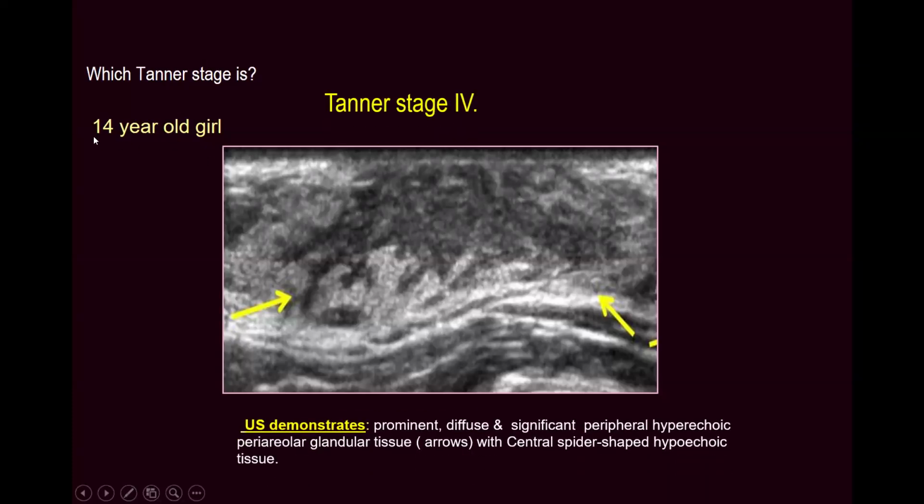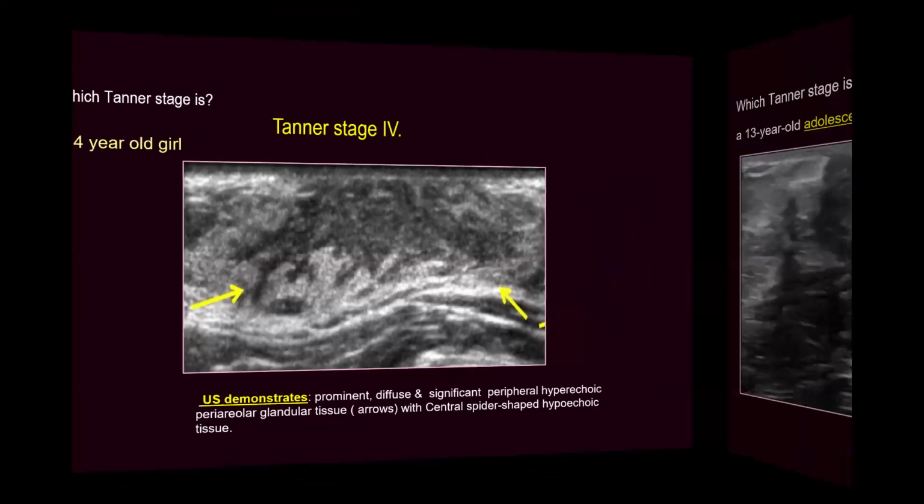Unexpected. This is a 13-year-old, 14-year-old. This is Tanner stage 4. Okay, a little bit diffuse, but still it maintains the central hypoechogenicity. So this is Tanner stage 4.